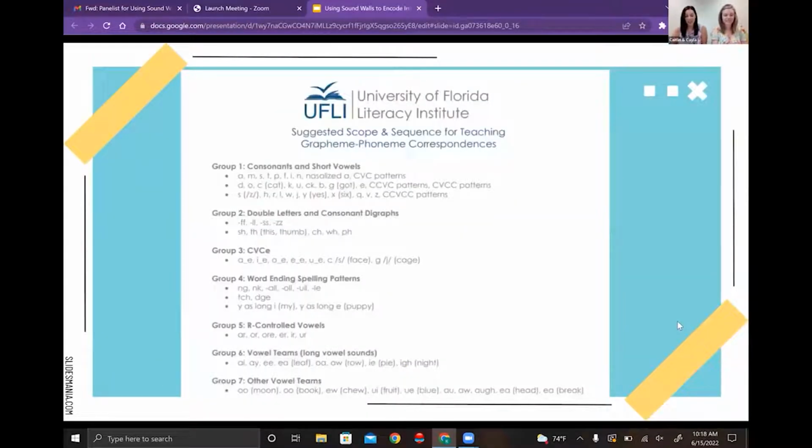Okay, so we have this on here from the University of Florida Literacy Institute, and this is just a suggested scope and sequence for teaching the grapheme-phoneme correspondences on your sound wall, how you would introduce those. The reason we included this is because the work of UFLI is deeply rooted in the science of reading, which we know is extremely important. Also, this is linked on our Padlet.